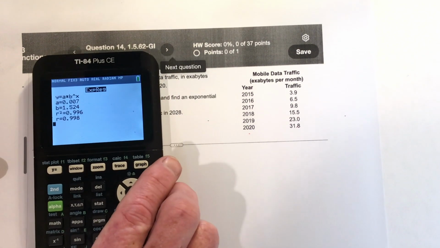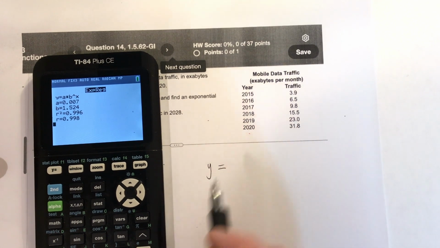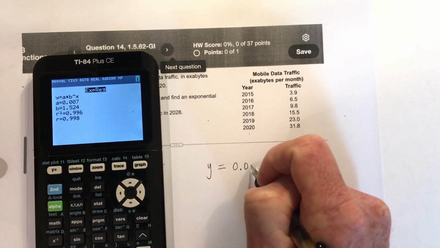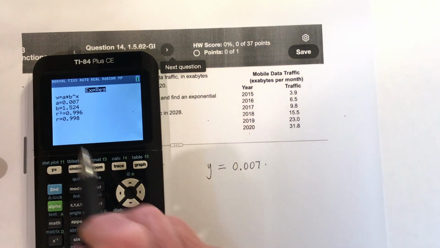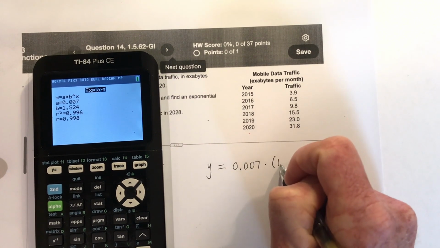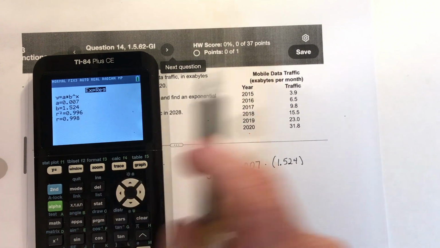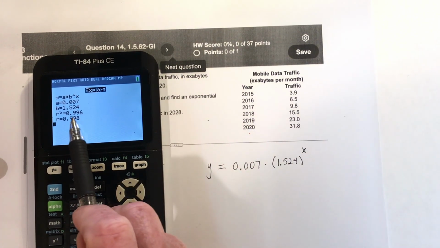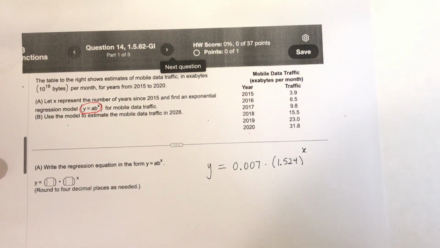So what it's saying is the function is going to be y equals, first you put the a, so 0.007, and then you put the b, which is 1.524, and then it's raised to the x. And in this class, we don't use the r squared or the r, just ignore those. So that's what they're asking for right here.